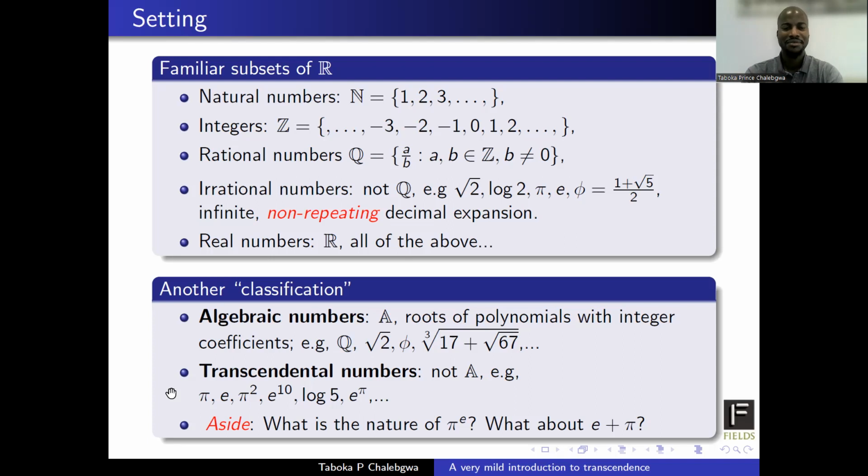Now, here's a bit of an exercise for you. We have seen that e to the pi is a transcendental number, or at least if you are to take what I am telling you as a given, then e to the pi is a transcendental number. But what is the nature of pi to the e? Now, what about e plus pi? Is that a transcendental number as well?